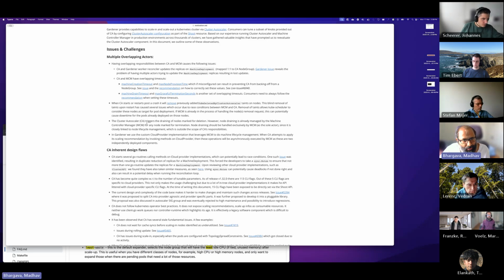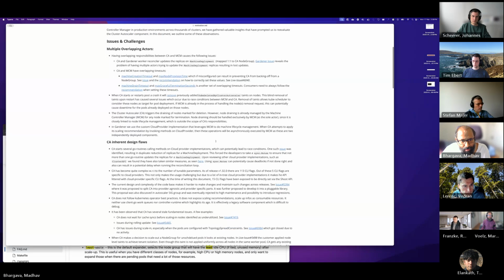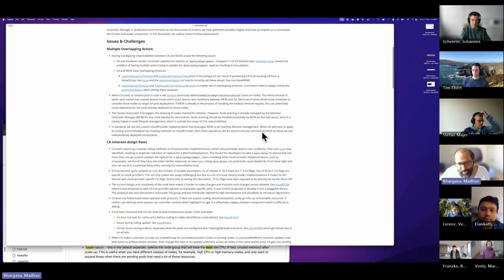Now, the cluster autoscaler triggers the drain of nodes, and this is one of the functional overlaps that we wanted to highlight. Draining of a node is something it typically does for nodes which are underutilized, and since MCM in its deletion flow also does the draining of the nodes prior to termination of the VM, there is an overlap of functionality between cluster autoscaler and MCM. As we also highlighted, these operations are asynchronously executed by MCM. We have probably touched upon this point, so we'll go to the next section.